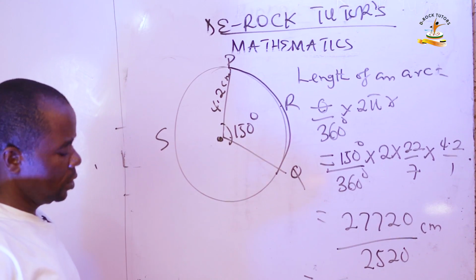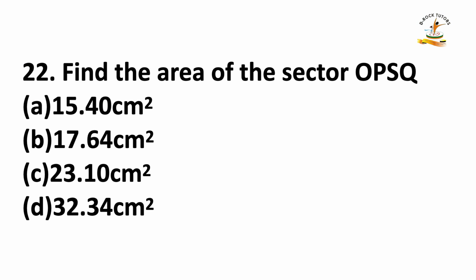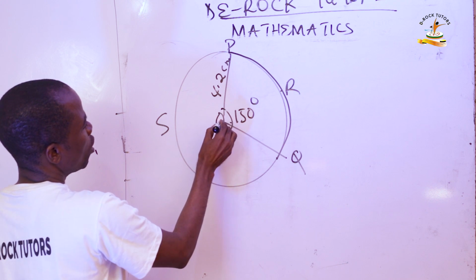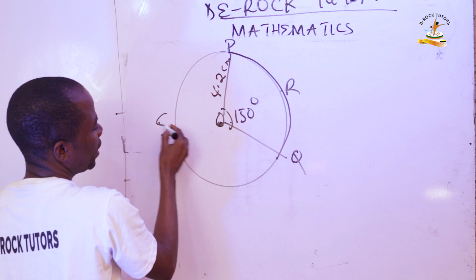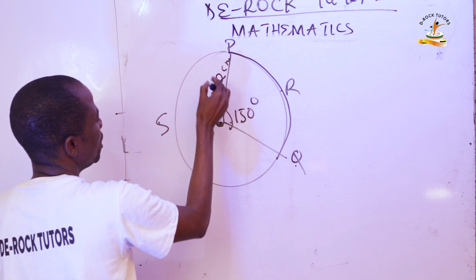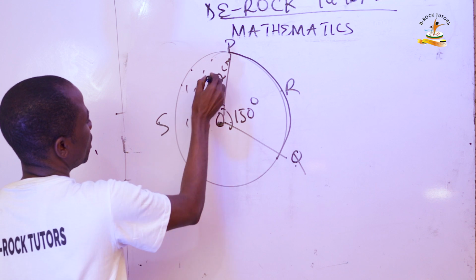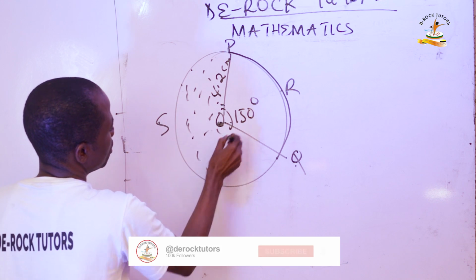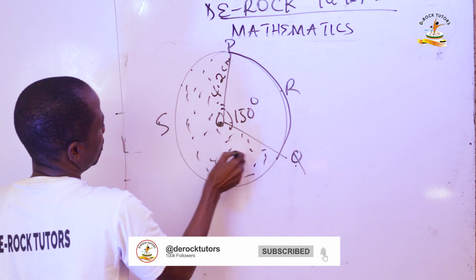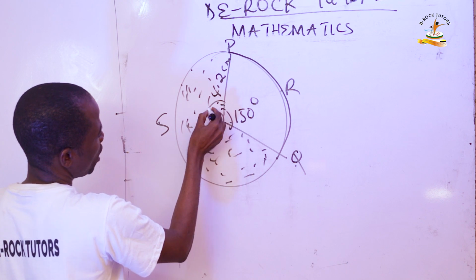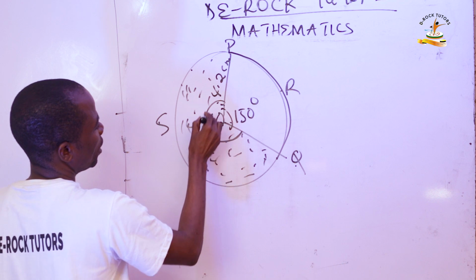Let's go to number 22. We have to find the area of sector OPSQ, where O is the center. That's talking about the area of this sector, everything here, the shaded portion. That is the area we are expected to calculate, and we can't do that without knowing what the angle is here.